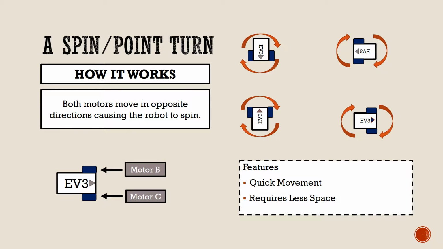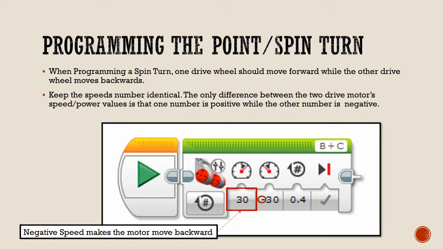During a point turn, the motors move in opposite directions at the same speed, causing the robot to rotate at its center point. This turn is a quick movement and requires less space. To do a point turn, we need to set the power of one motor to a positive value and the power of the other motor to the opposite value. For example, -30 and 30. Change the rotations/degrees value to how much you want the robot to turn.